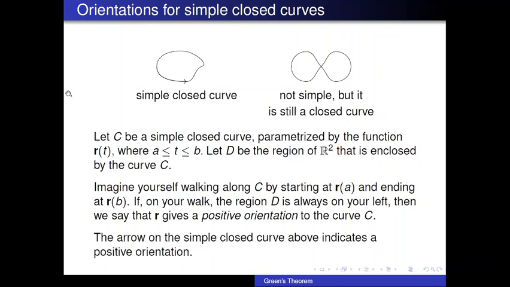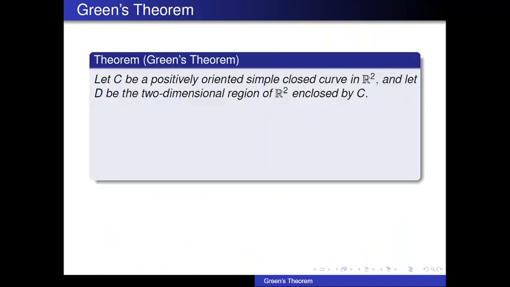So, okay, we've noted that here. Great. So, Green's theorem then says, let C be a positively oriented, simple closed curve in the xy plane, and let D be the two-dimensional region of the plane that is enclosed by that curve C.